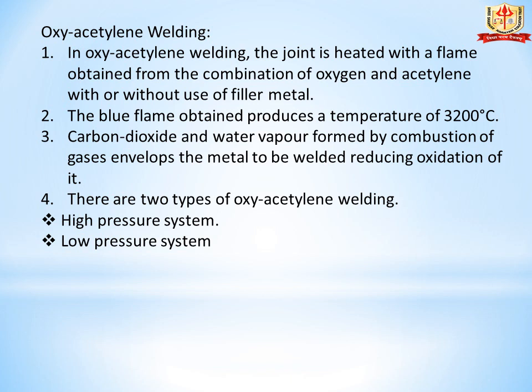Second, the blue flame obtained produces a temperature of 3200 degrees Celsius. Point number 3, carbon dioxide and water vapor formed by combustion of gases envelop the metal to be welded, reducing oxidation of it. There are two types of oxyacetylene welding. First is the high pressure welding, second is the low pressure welding.